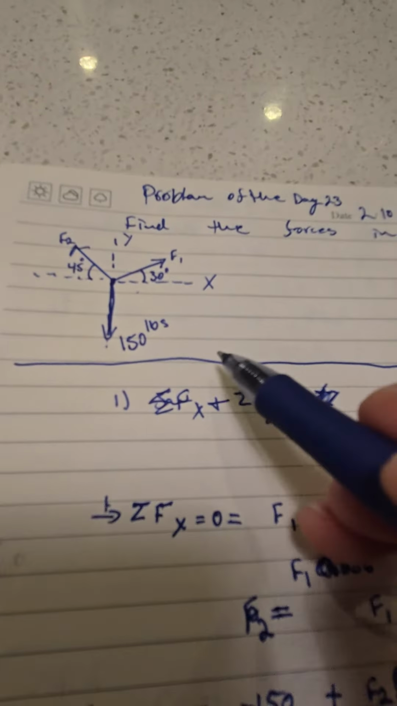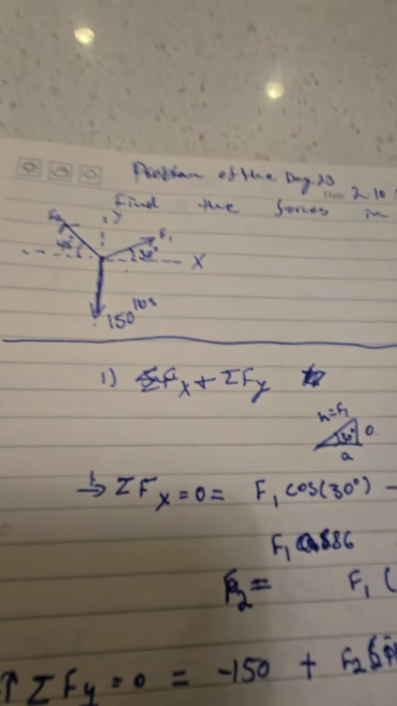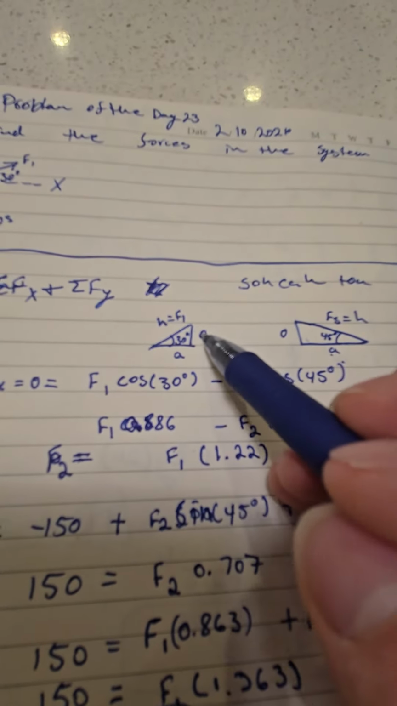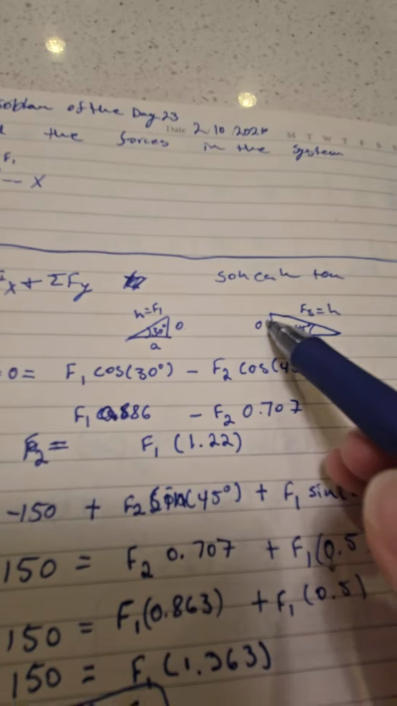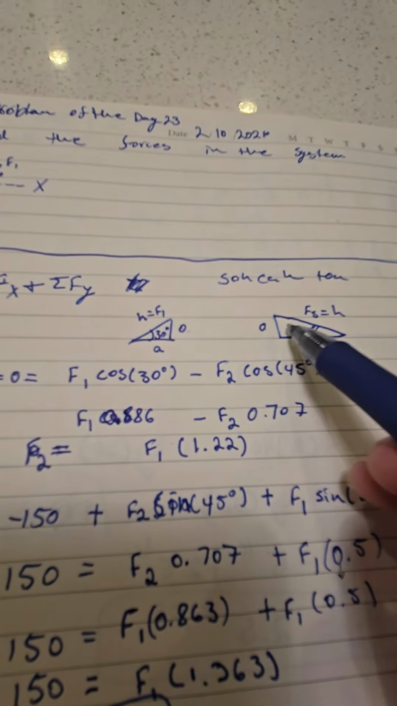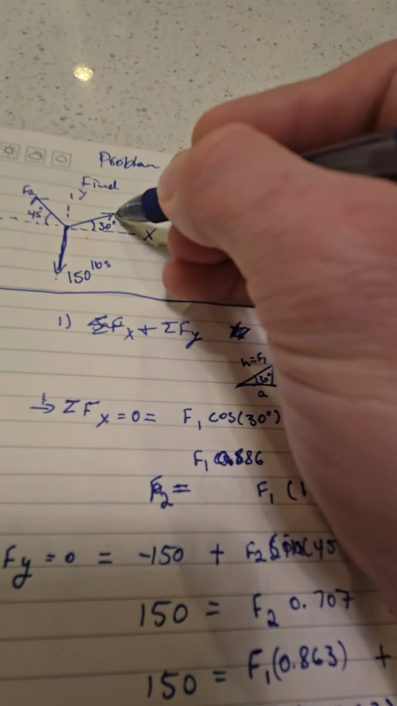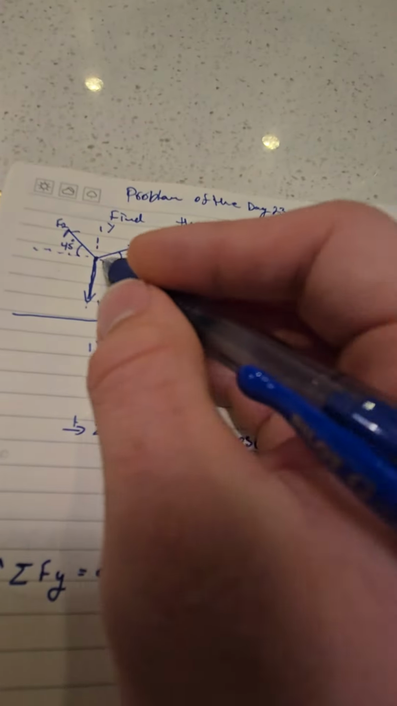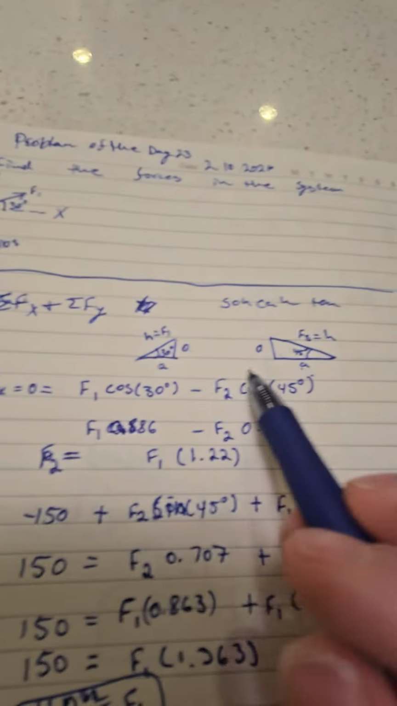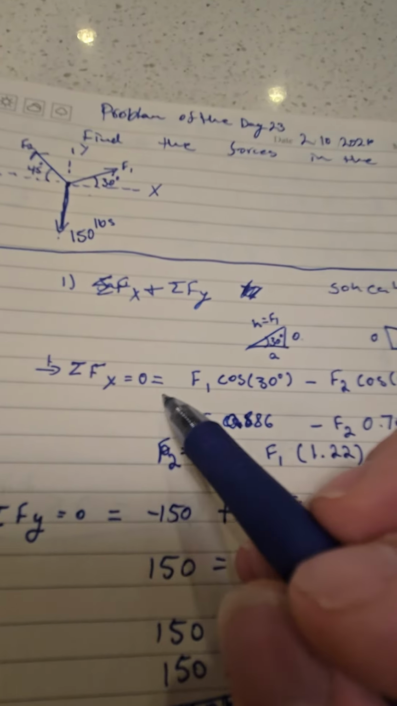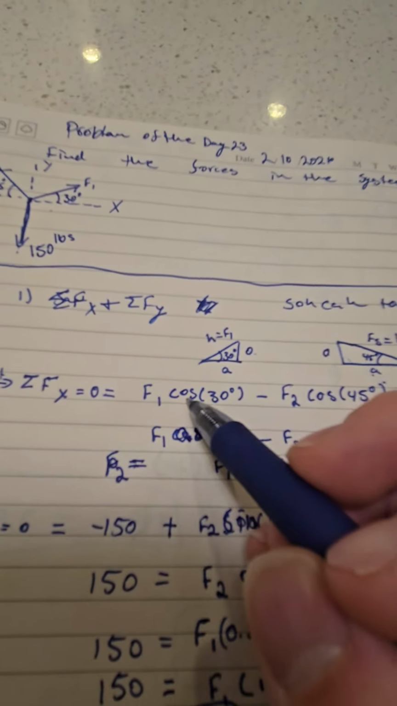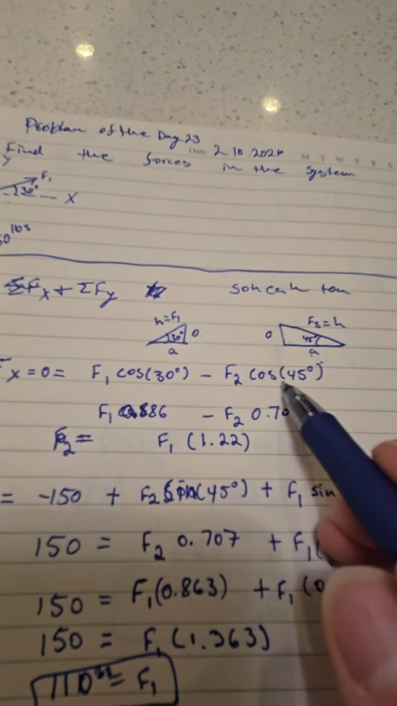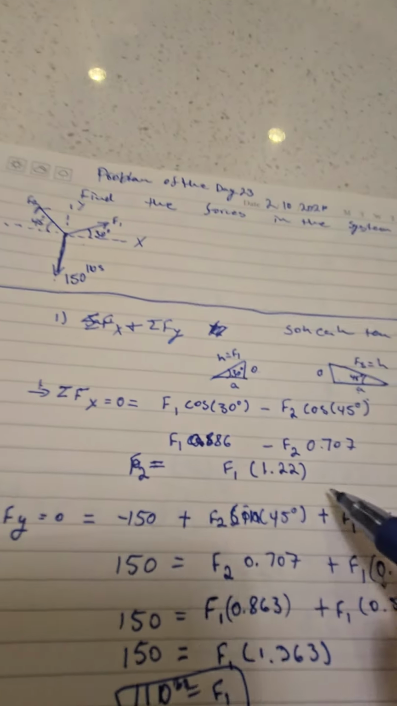So when you write the equations, you have to sum forces in the x and sum forces in the y. We'll sum forces in the x first, but I wrote out the triangle. So the opposite is going to be sine. Both the y components here are going to be using sine, and both the x components are going to be using cosine. So sum the forces in the x, we're going to have F1 cosine 30, since that's in the positive direction, it's positive, minus F2 cosine 45 in the negative direction.